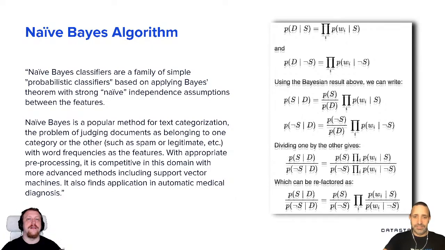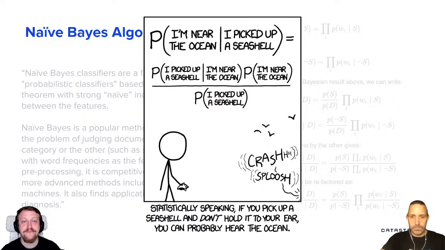As usual, my favorite wiki definitions aren't so helpful to us. Naive Bayes classifiers are a family of simple probabilistic classifiers based on applying Bayes' theorem with strong naive independence assumptions. I don't like this one. Let's find something easier.